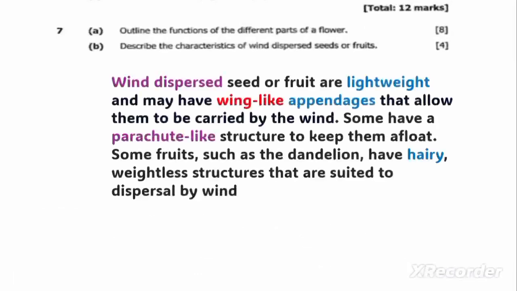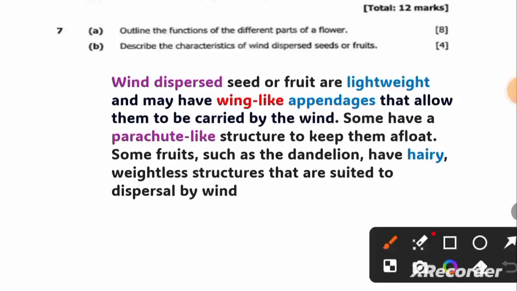So wind dispersed seeds or fruits are lightweight. So in short, they have light weight. So this is our first characteristic, light weight. These seeds are not heavy so that they can undergo wind dispersal.